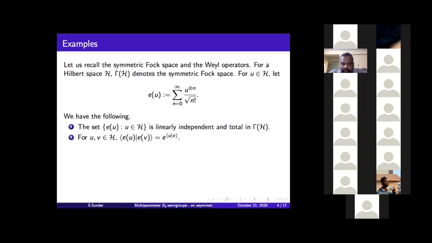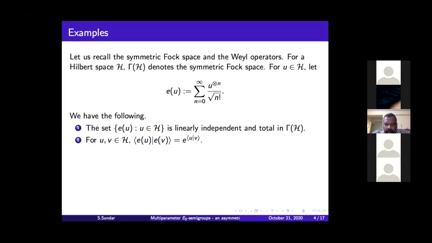This has a special set of vectors called exponential vectors, which is defined as: exponential of u is the summation n equals 0 to infinity of u tensor n by root n factorial. The reason why root n factorial appears is because of the relation that you want: the inner product of exponential of u with exponential of v is exponential of the inner product of u and v. So because of this relation, you have to put root n factorial. And this is a total set in Γ(H), and it is also linearly independent. So in the symmetric Fock space, these exponential vectors form a total set.